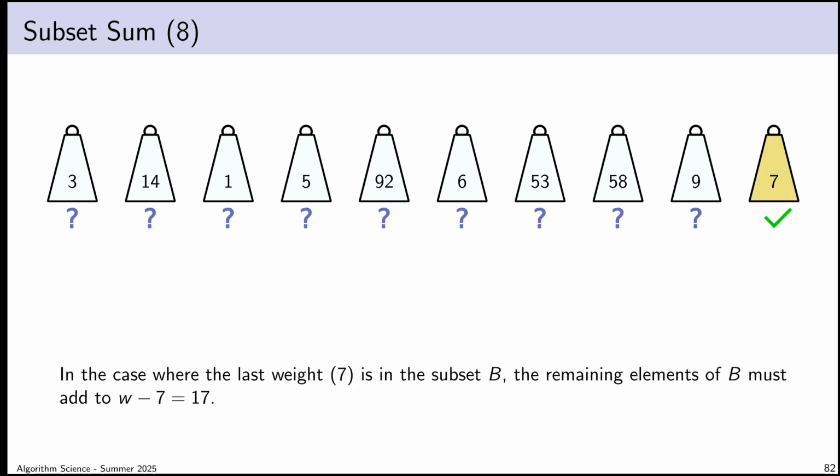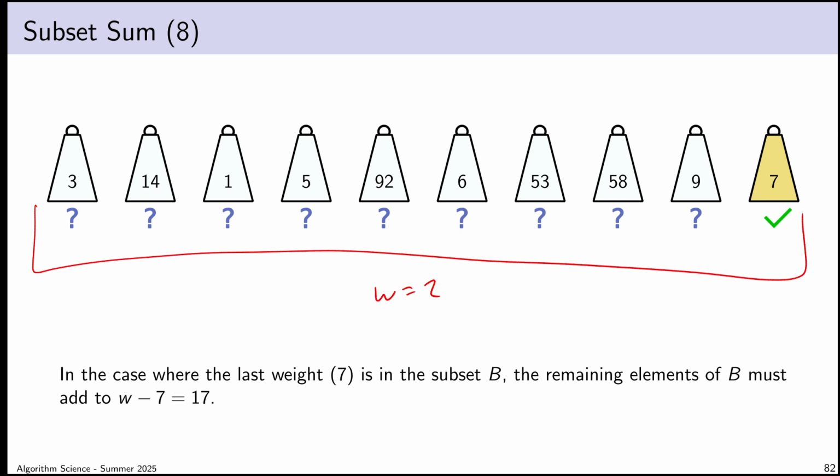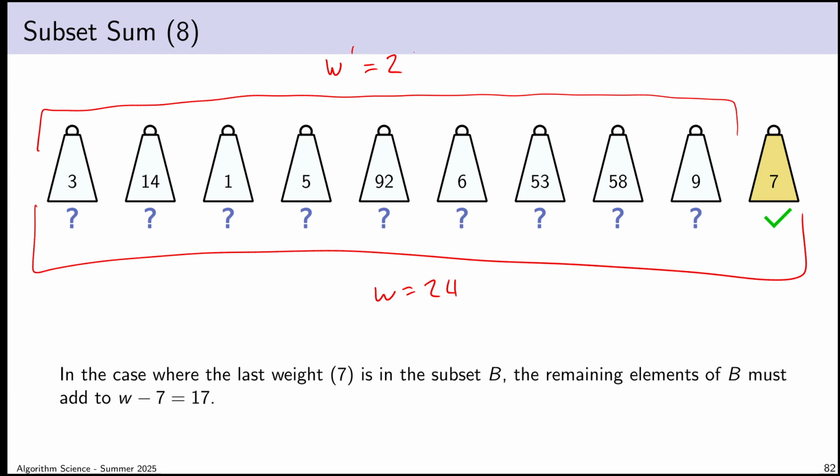So let's look at the weight 7. I want a subset that adds to, in total, W equals 24. Now, suppose I consider the status of the weight 7. And we know that either 7 is in or 7 is out. In the event that 7 is in, well, then what I really want is a subset of everything else that adds up to 24 minus 7. I want a subset that adds to 17.